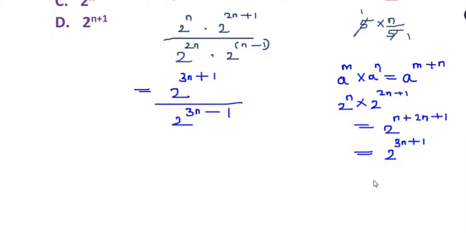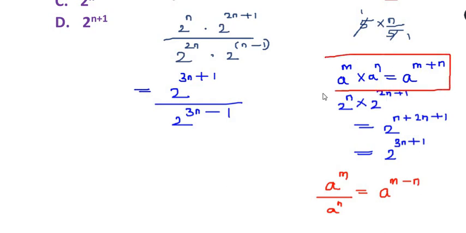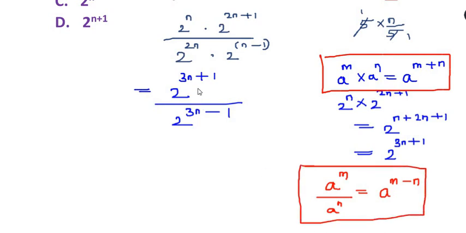Now the second law of indices is written as a to the power of m divided by a to the power of n. So if there is a division we write it as a to the power of m minus n. So remember, if there is multiplication we add the powers and if there is division we subtract the powers. So we can clearly see that there is a division here. So we are going to write it as 2 to the power of 3n plus 1 minus, since there are two terms in the denominator, in the power, put a bracket. So it becomes 3n minus 1.